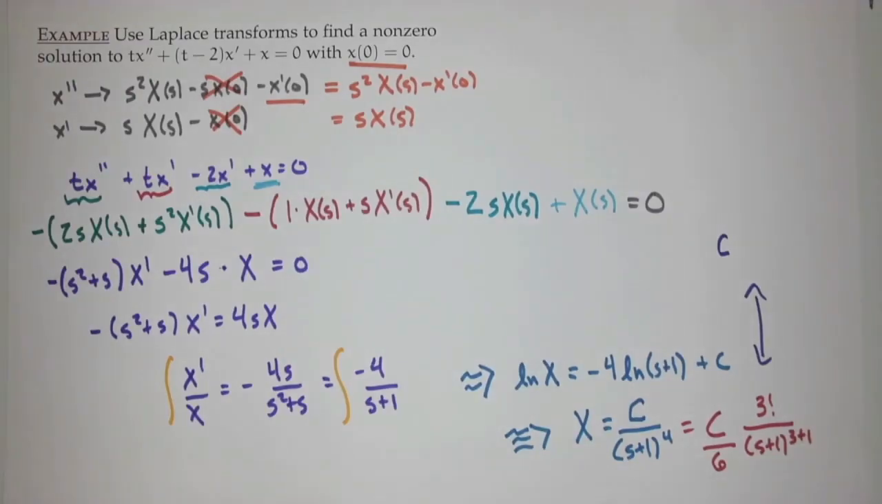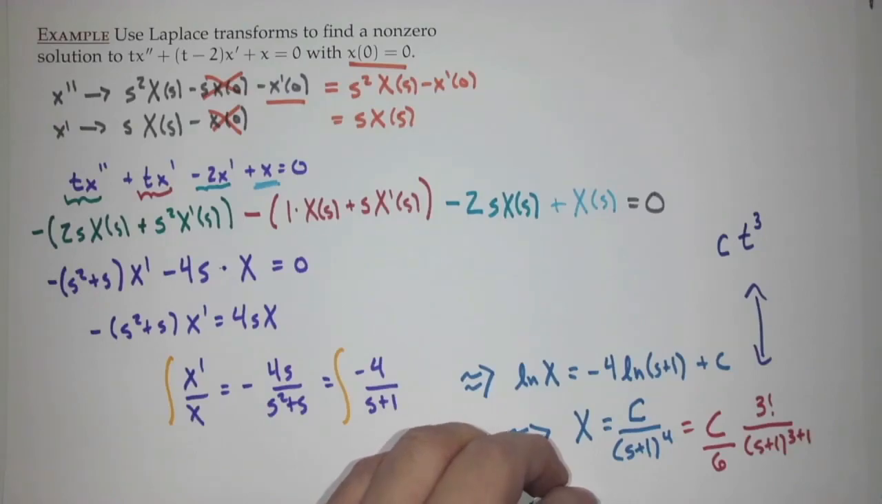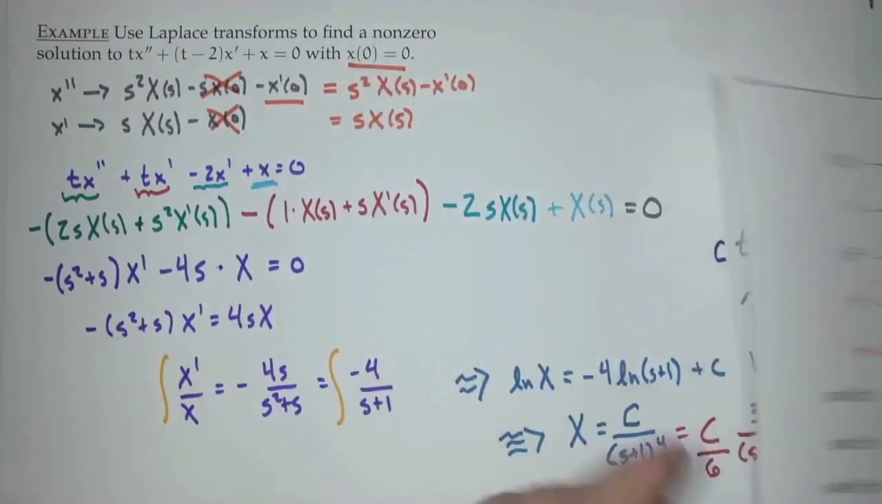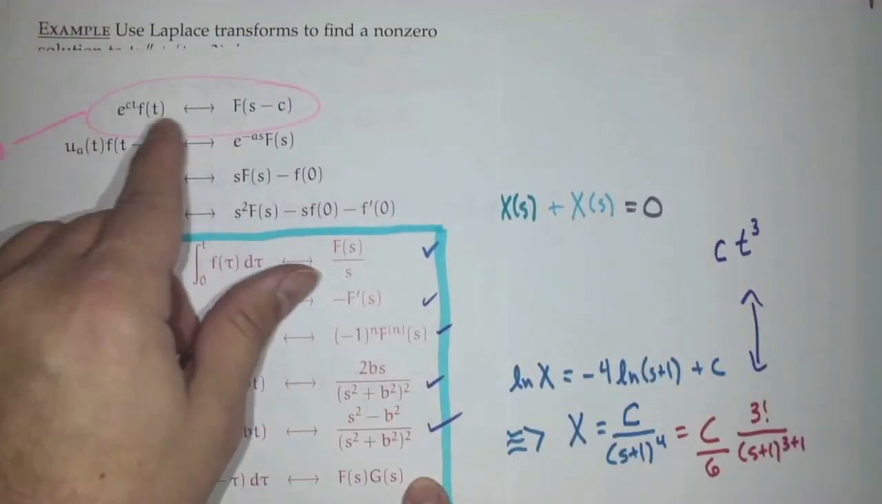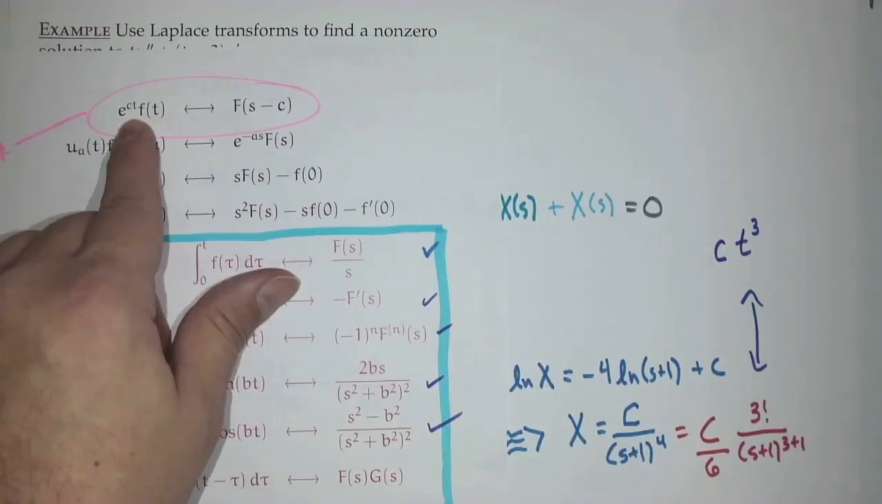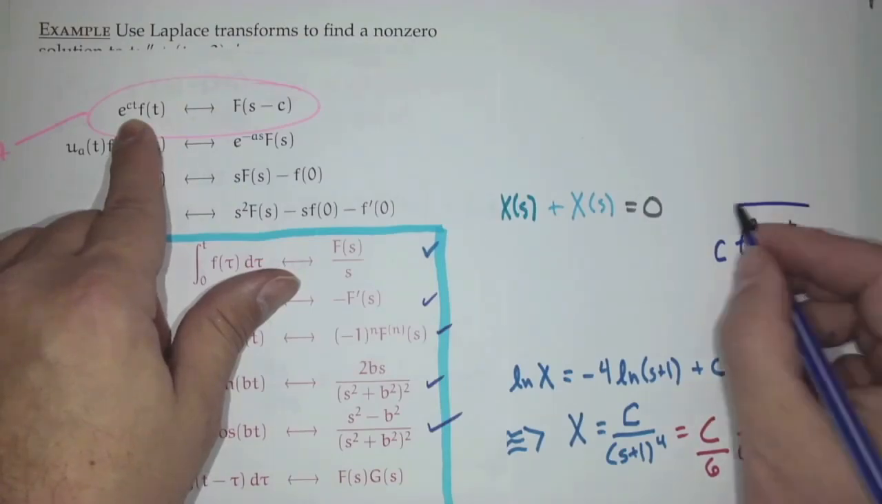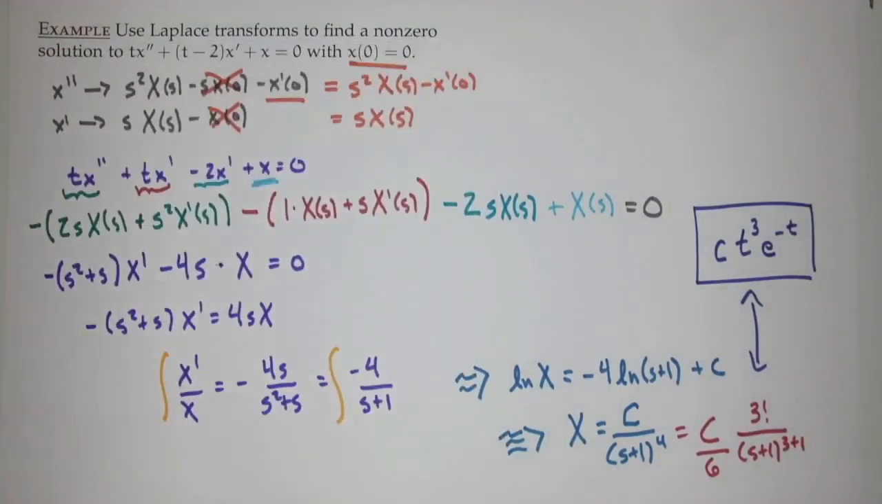All right, we're almost there. What does this become? Well, it should become t cubed. But because of our shift, if we just had 3 factorial over s to the 3 plus 1, it would be t cubed. But when we have a shift, we multiply by an extra piece. So what do I need to multiply this by? e to the minus t. And so that's the other function.